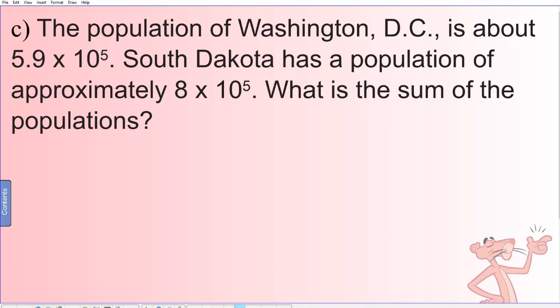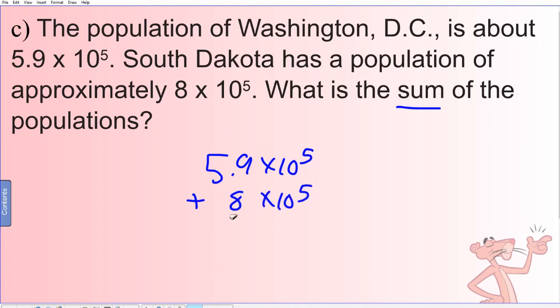Letter C. The population of Washington, D.C. is about 5.9 times 10 to the 5th. South Dakota has a population of 8 times 10 to the 5th. What is the sum of the populations? So sum is an addition. So we are adding 5.9 times 10 to the 5th and 8 times 10 to the 5th.